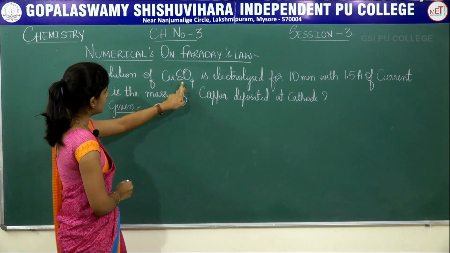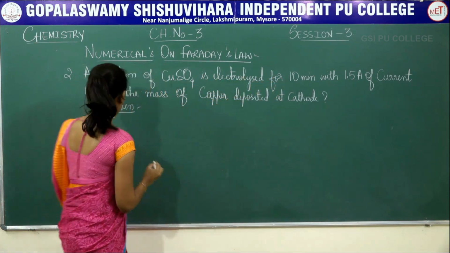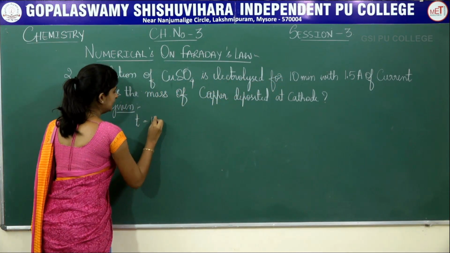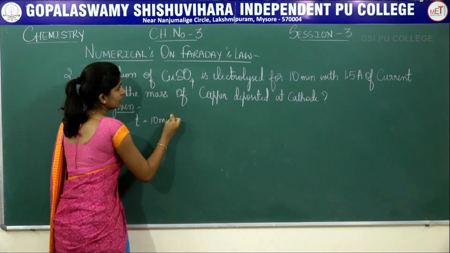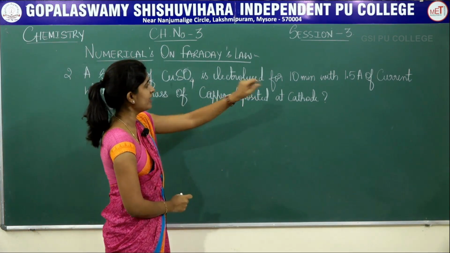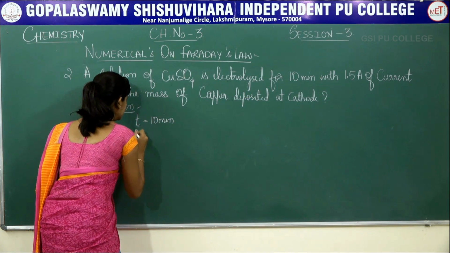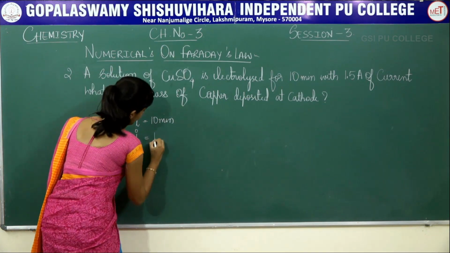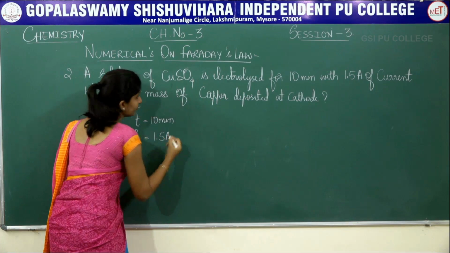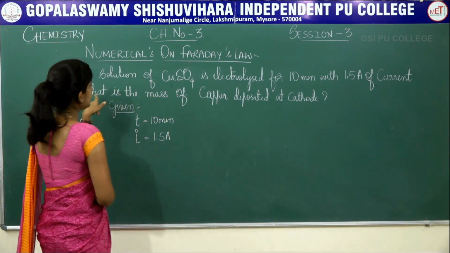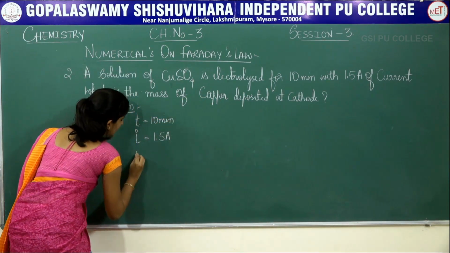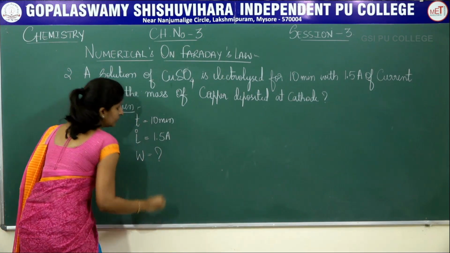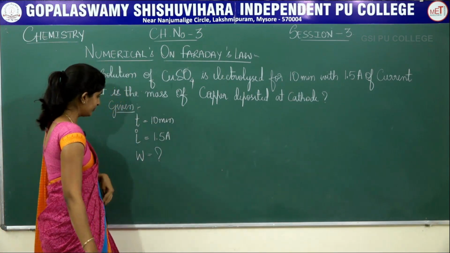A solution of copper sulfate is electrolyzed for 10 minutes. So T is given, time 10 minutes, with a current of 1.5 amperes. So I is given, I is 1.5 amperes of current. What is the mass of the copper deposited? That is, you have to calculate what is W.